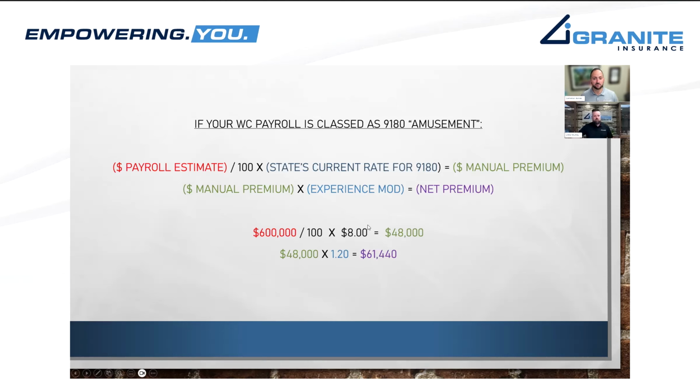Let's say the state rate for, let's say North Carolina, was 8% of payroll. We would get $48,000. But then again, we have to multiply that $48,000 by the experience mod to get your final premium of $61,000. So as you can see here, that experience mod has a huge impact on what you actually end up paying. And so that's what we're going to focus a lot on today, is how do we control that experience mod? Because you can. It is, let's call it 90% controllable if you're doing the right things. And that's what we're going to talk about today a lot.